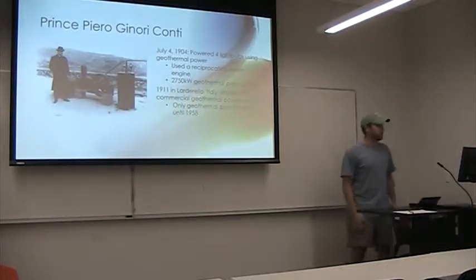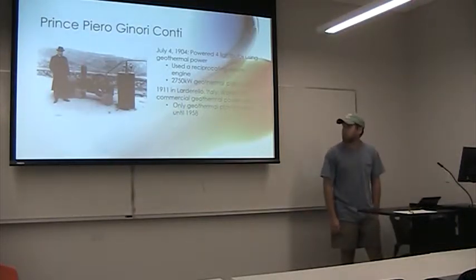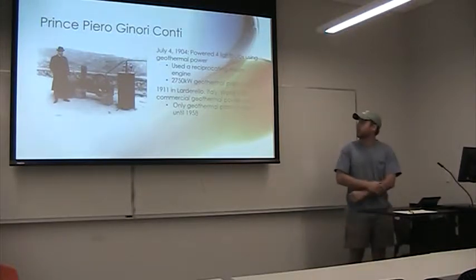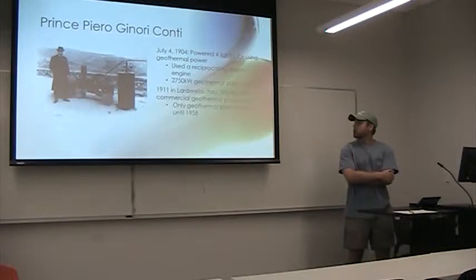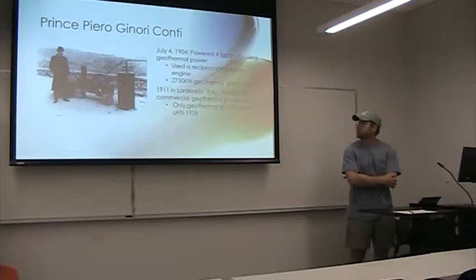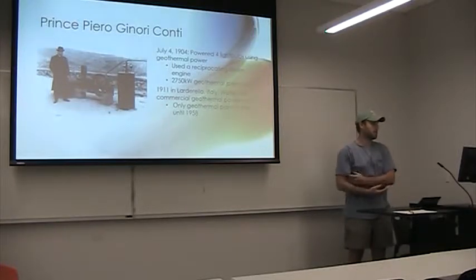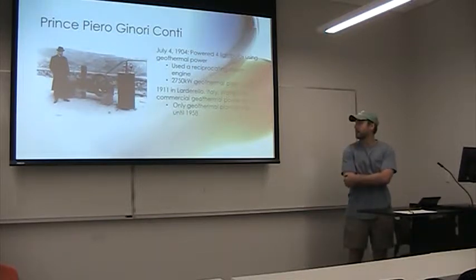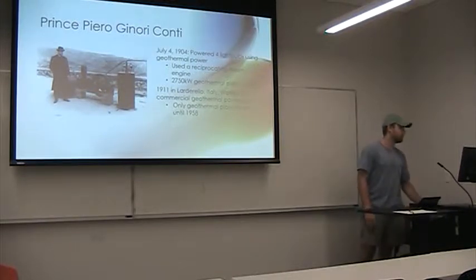This is the forefather of geothermal power generation, Prince Piero Ginori Conti. He used a Rankine cycle to make a geothermal power plant in the early 20th century. He was initially only able to power 4 light bulbs, but he eventually made the world's first geothermal power plant in 1916. It wasn't a massive plant, but it powered the outskirts of a small village in Italy and some surrounding properties and cities.